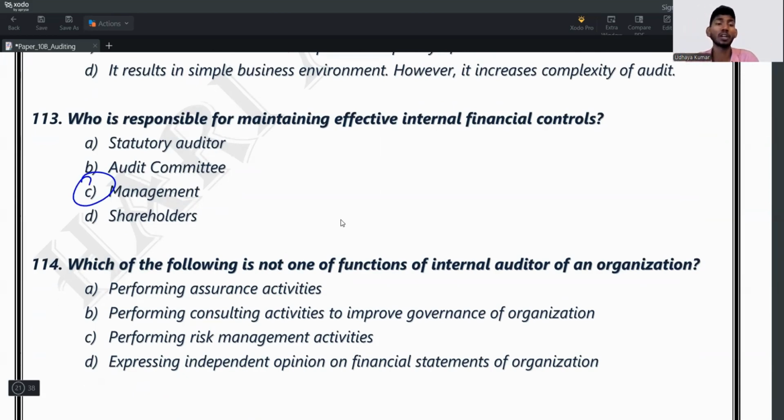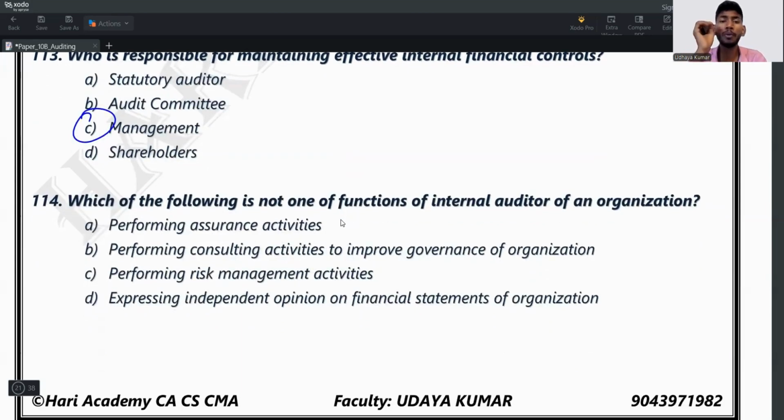Management, not the auditor. Okay. So moving to question number 114. Which of the following is not one of the functions of the internal auditor of an organization? Think and try to answer the question. It's quite easy. Which of the following is not one of the functions of internal audit? He's asked for the one that is not a function of the internal auditor of an organization.